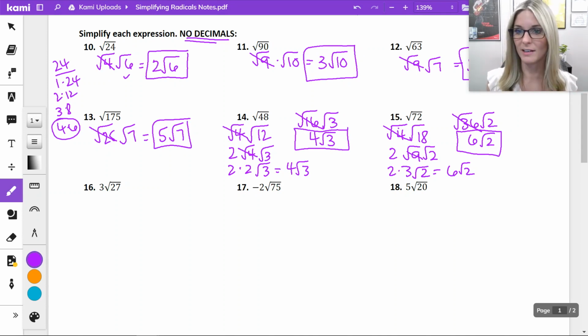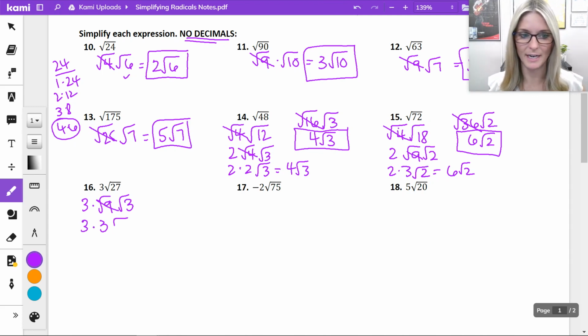Number 16, now we've got this coefficient piece in front of our radical. That is fine. Let that number hang out. So we will leave 3, potentially multiplying with anything that comes out. And let's continue to simplify the square root of 27. 9 times 3, correct? The square root of 9 is 3. I had the original 3 on the outside that we're going to multiply with. 3 times 3 makes 9. Radical 3 is my final answer.